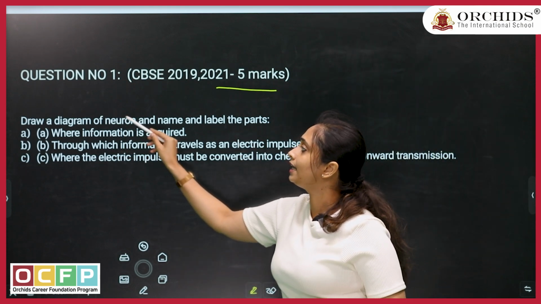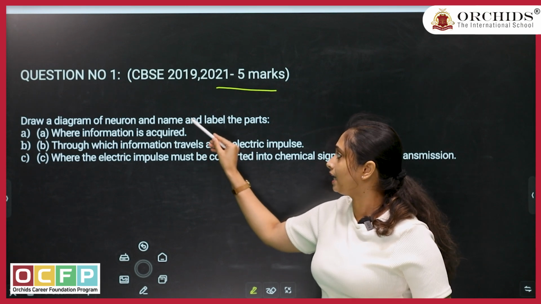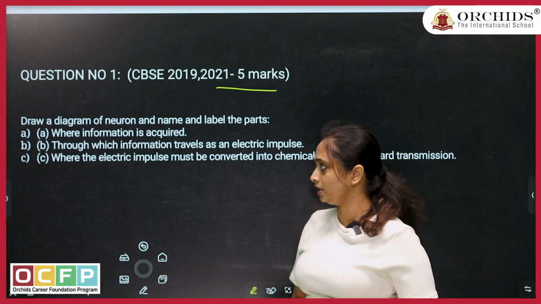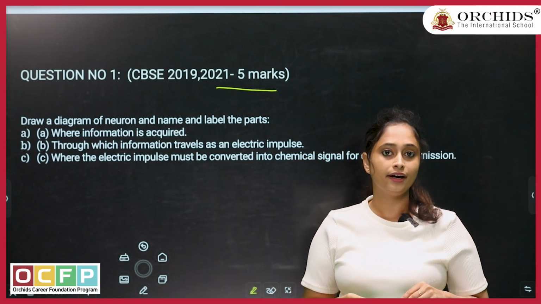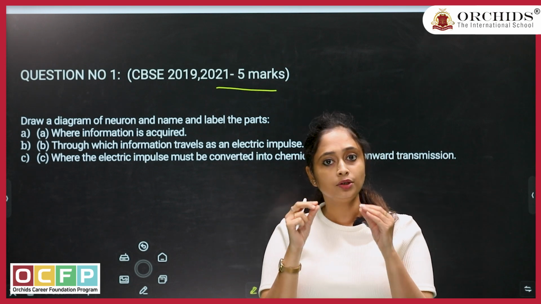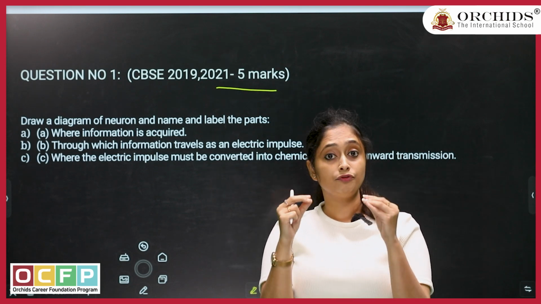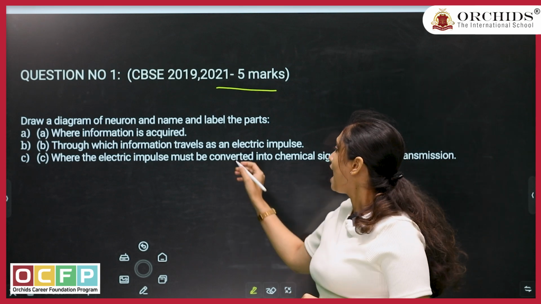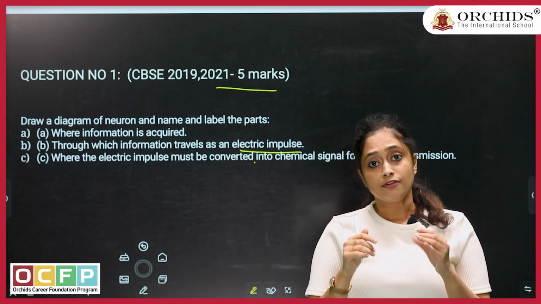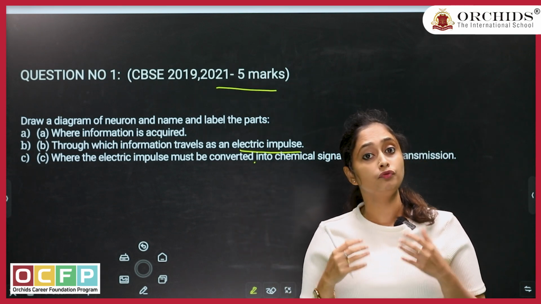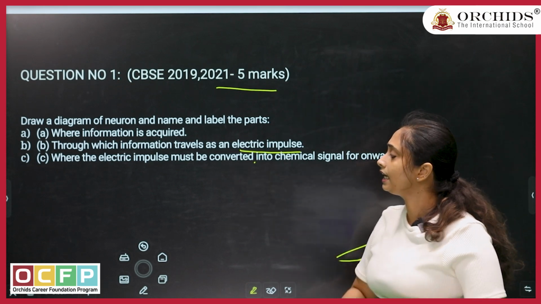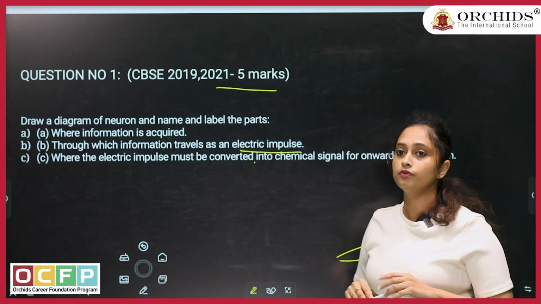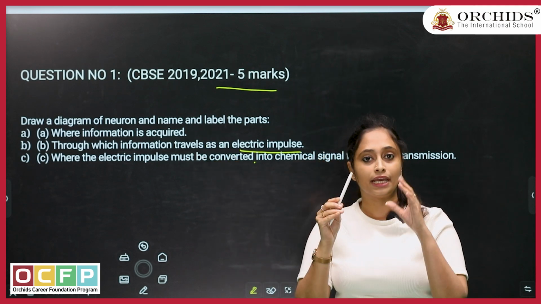The question is: draw a diagram of a neuron and label the parts. What are the parts you need to label? It is given as options A, B, C. Option A is where information is acquired. That means when you are drawing the neuron diagram, you need to label the part where information is acquired in the neuron. Now, question B is through which information travels as an electrical impulse. So you need to label which part of the neuron the electrical impulse travels through. And the third part of this question is where the electrical impulse must be converted into a chemical signal for onward transmission. So these 3 parts are to be labelled in the neuron diagram.